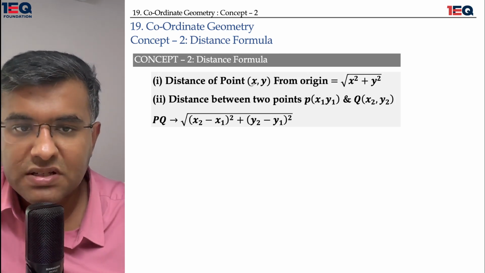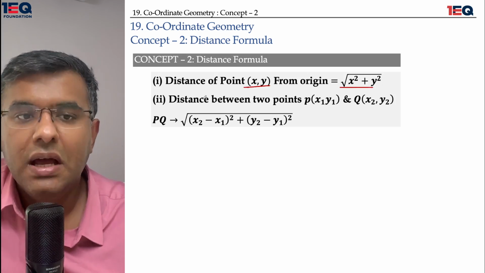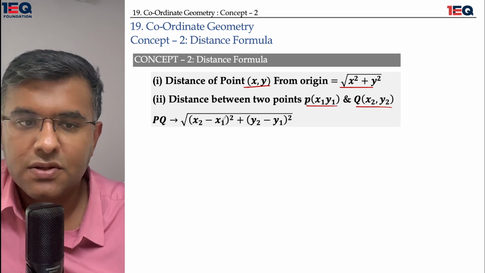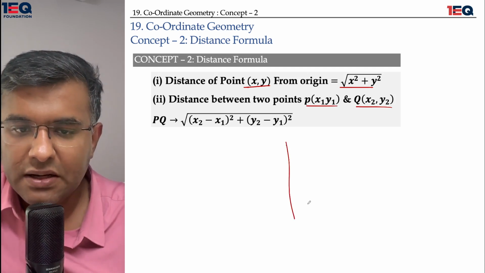Okay. So the distance of point (x, y) from the origin is the square root of x square plus y square, and the distance between two points P(x1, y1) and Q(x2, y2) is the square root of (x2 minus x1) square plus (y2 minus y1) square. Let me quickly explain it with the help of a graph.